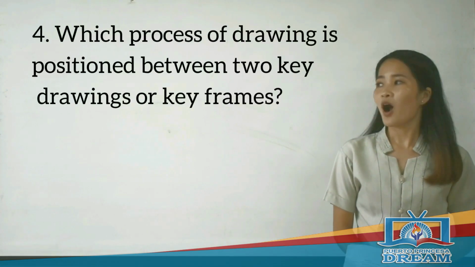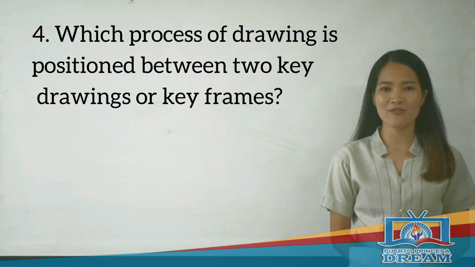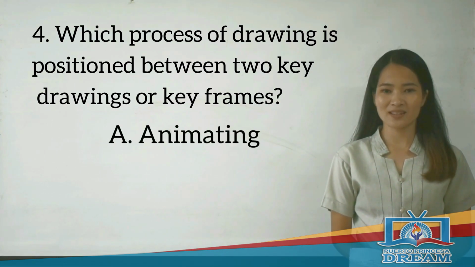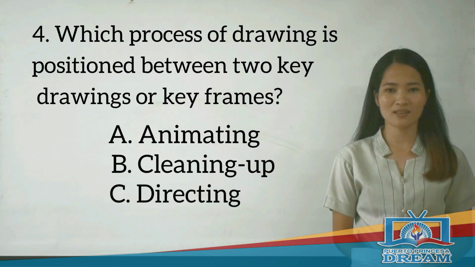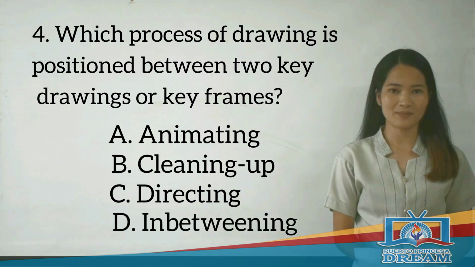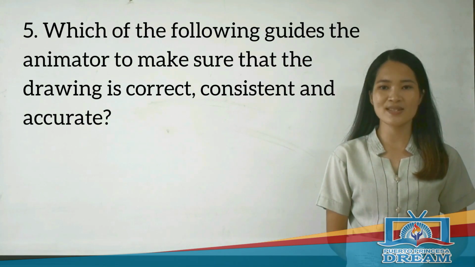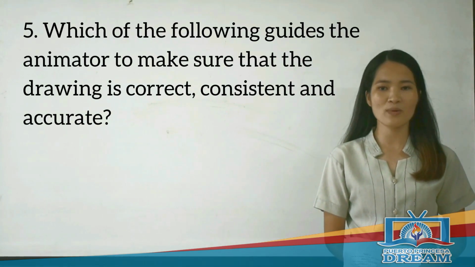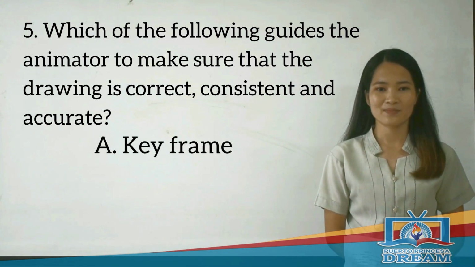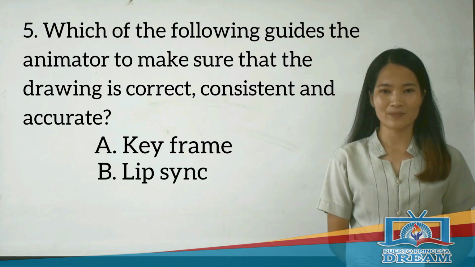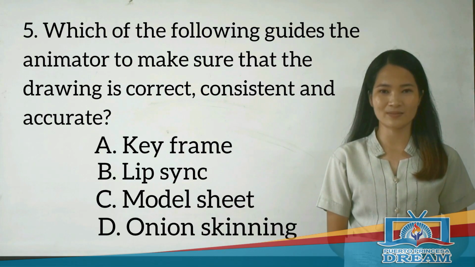Number 4. Which process of drawing is positioned between two key drawings or key frames? A. Animating. B. Cleaning up. C. Directing. And D. In-betweening. Number 5. Which of the following guides the animator to make sure that the drawing is correct, consistent, and accurate? A. Keyframe. B. Up-sync. C. Model sheet. D. Onion skinning.